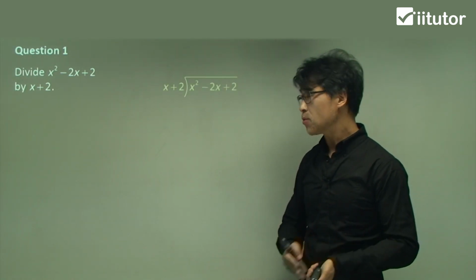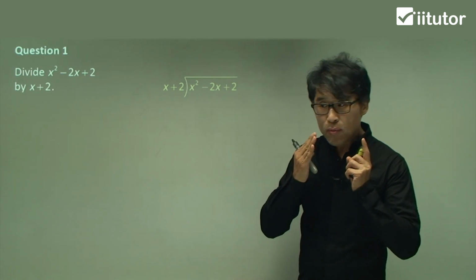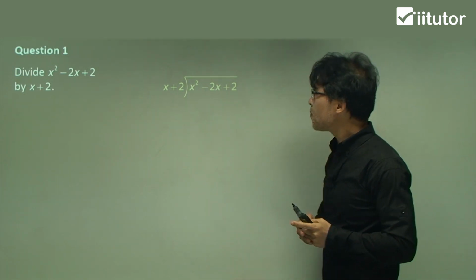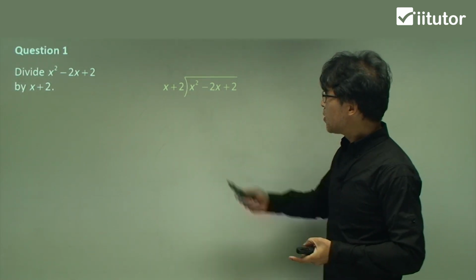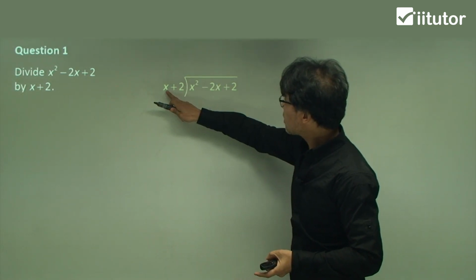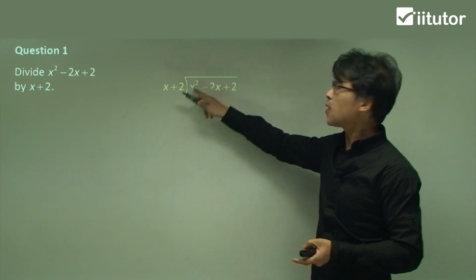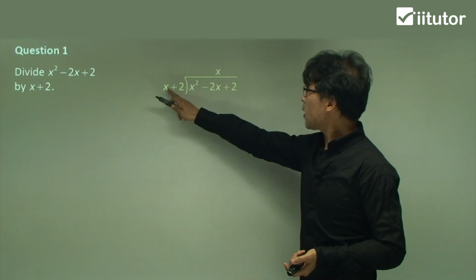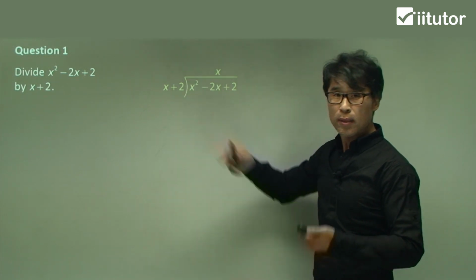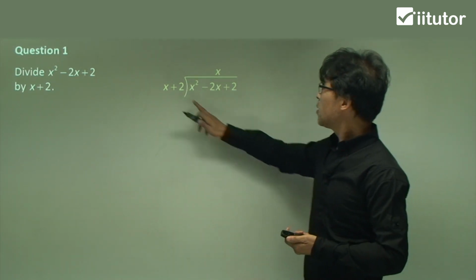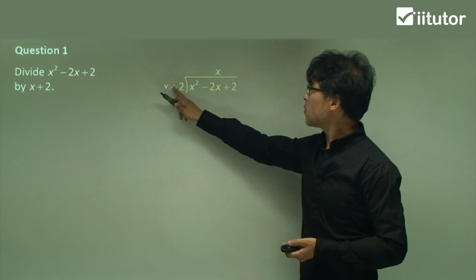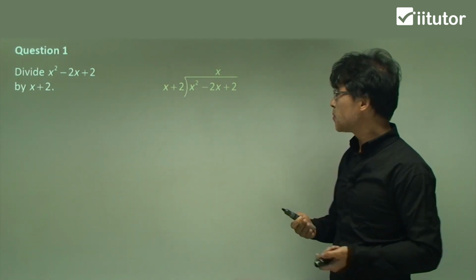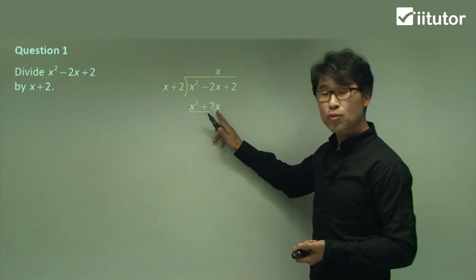Always consider writing a neat expression, right? Do the same thing. So x times what is x squared? It should be x here. So x times x should be x squared. That's what we have to find out. Then multiply them. So x plus 2 times x should be x squared plus 2x.